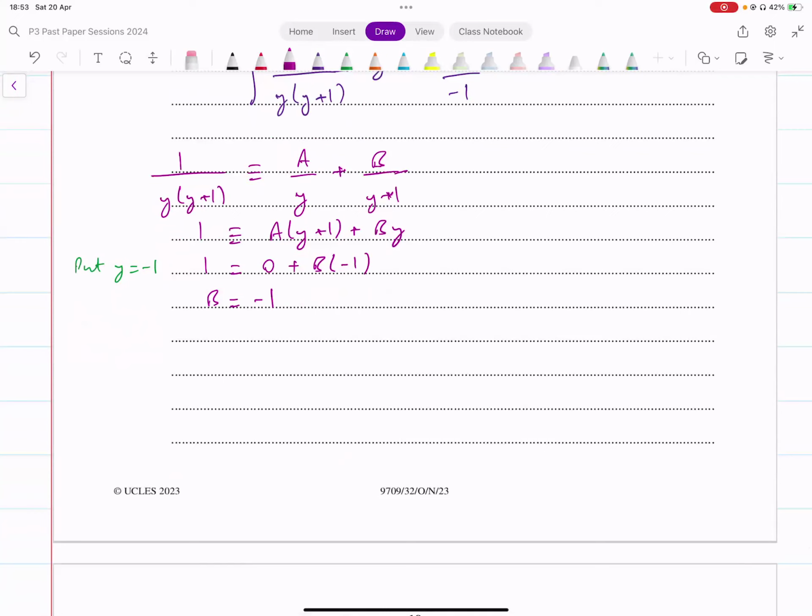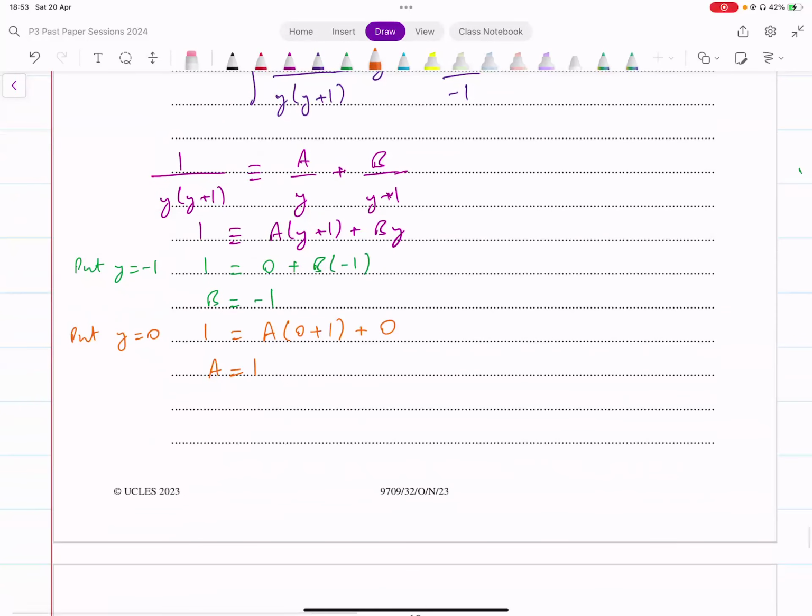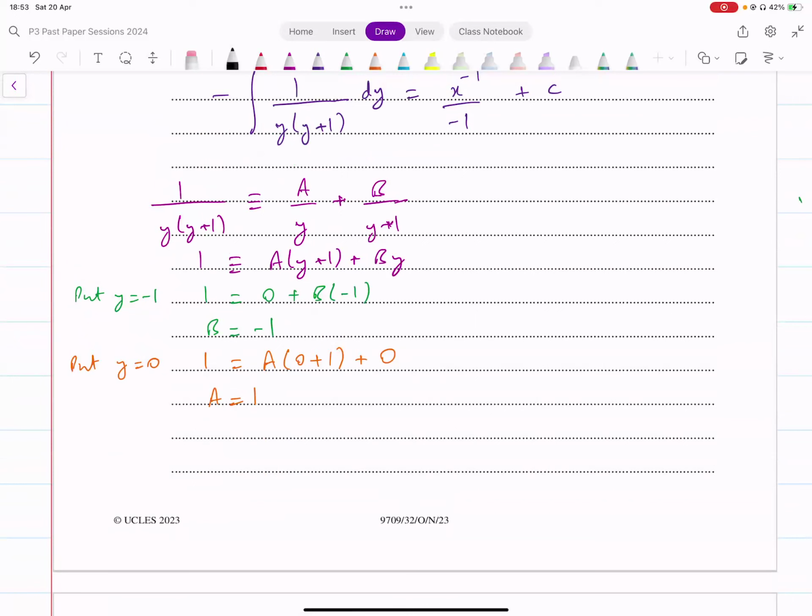So that's one thing. And then we input another value. Let's try another value of y. We could try inputting y equal to 0 because that will eliminate this term. That gives us 1 equal to a into 0 plus 1 plus 0. And a turns out to be 1. So in partial fractions, a is 1, so that's 1 over y minus 1 over y plus 1. This is what we get when we find partial fractions for this thing.